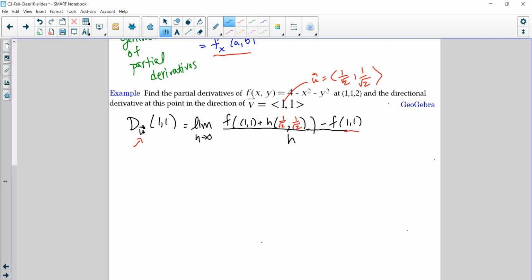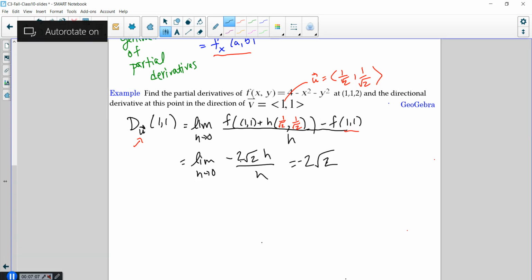And I'm going to encourage you to pause the video and catch up on the algebra. What I got after doing a bunch of algebra was that this is going to equal negative 2 square root of 2 h over h, okay, which you can cancel h's, just get minus 2 square root 2. Okay, so now let's see how that is visualized.